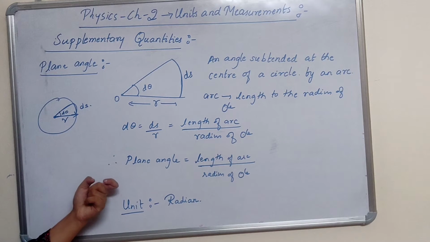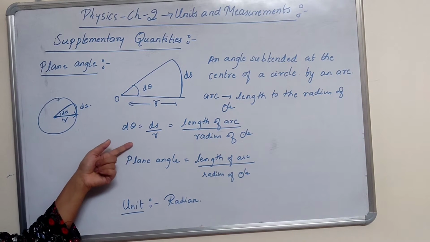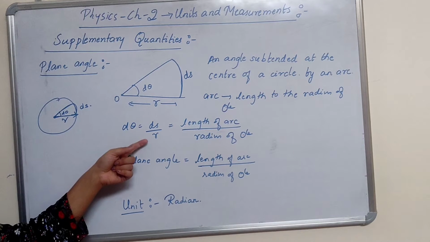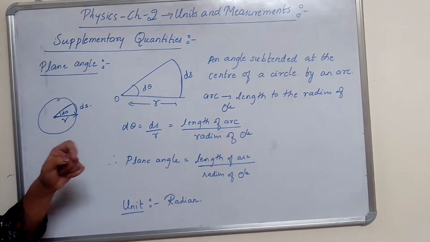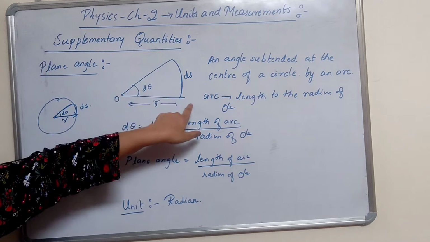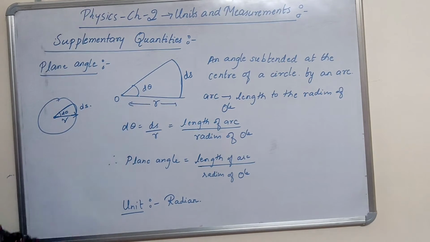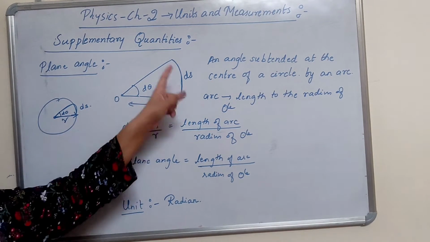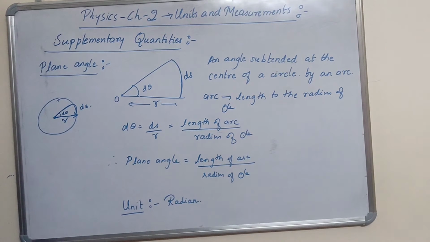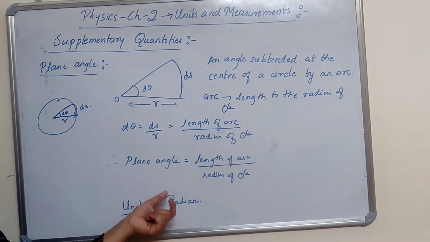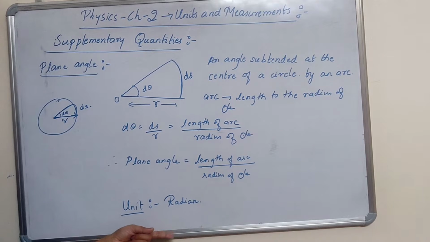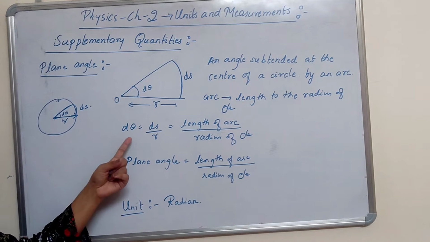Now plane angle is represented by d theta. d theta is ds divided by r. What is ds? ds is the arc length. Okay, the arc length is the same as the length of the radius. So arc length divided by the radius of the circle is the plane angle. And the unit given for the plane angle is radian. Plane angle is denoted by theta.